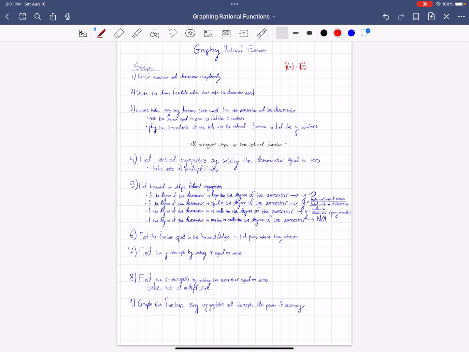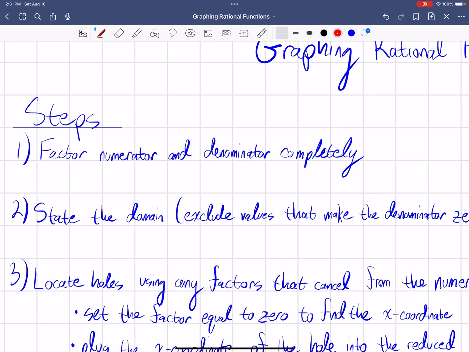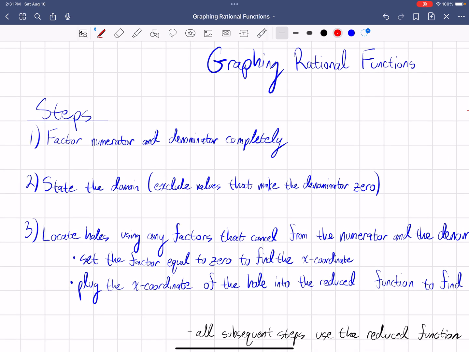But anyway, the steps are: first, you're gonna factor everything as much as you can. The numerator and denominator, you'll factor them entirely. Step 2 isn't really essential for graphing, but it is good practice and can be useful. You'll state the domain, and the domain of a rational function will generally just be all x values except the ones that make the denominator 0. So we'll just exclude any values that make the denominator 0 from the domain.